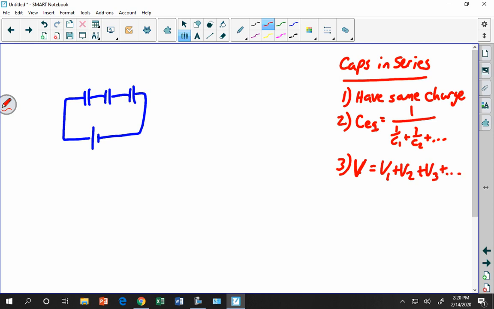I'll show you what I mean. And then fourth is that Q is equal to CV, which is sort of our own law for capacitors. So let's imagine this circuit. Let's say I have 12 volts. And let's do it easy right now. Let's say that this is 3 microfarads, 3 microfarads, and 3 microfarads.